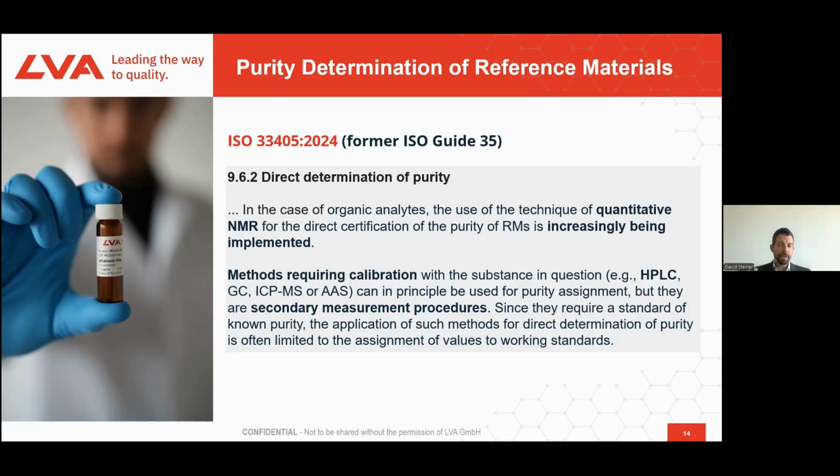In contrast, many commonly used techniques such as HPLC-based methods are considered secondary measurement methods, especially when used for the purity determination. So these methods always require calibration with the substance itself, meaning that the standard of known purity is needed in the first place, which essentially creates a circular dependency, or in other words, a chicken-and-egg problem. So for this reason, such methods are often more suitable for assigning values to working standards rather than for the direct determination of the purity itself.